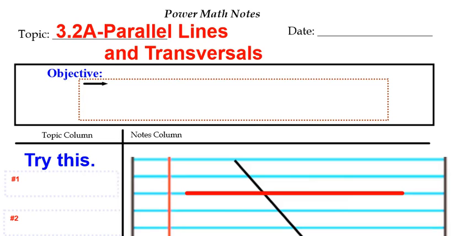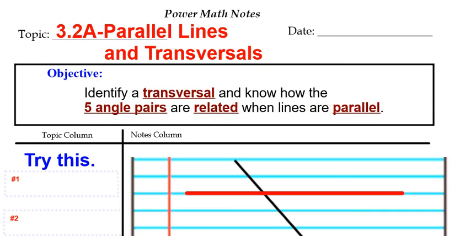All right, gang, we are going to go over our notes from Lesson 3.2a, Parallel Lines and Transversals. We're going to learn how all of these things are related. So to start out, I want you to write down your goal for the day. Our goal here in these notes is to identify a transversal and know how the 5 angle pairs are related when the lines are parallel.